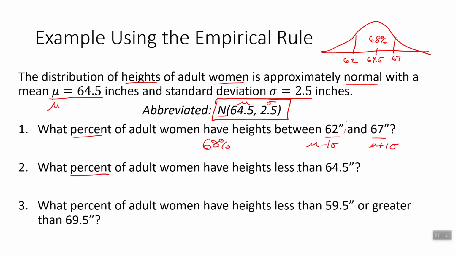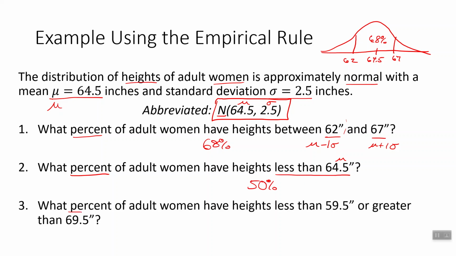What percent of adult women have heights less than 64.5? Well, 64.5 is the mean. That splits it in half because the mean equals the median here. So that means 50% are less than 64.5.